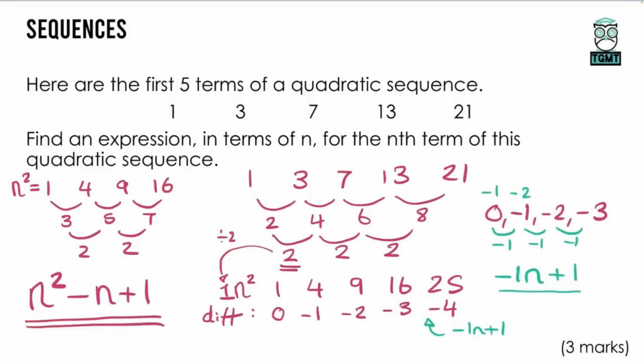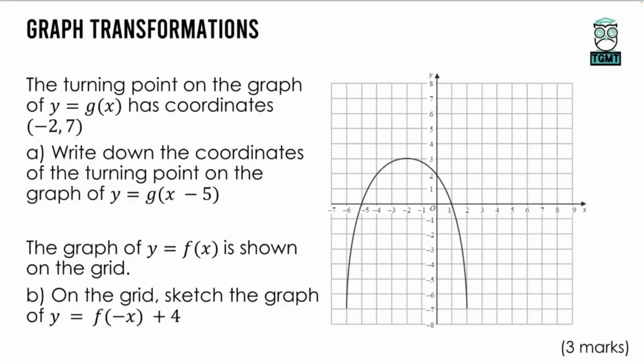Now our next question is looking at a graph transformation. So here it says the turning point on the graph of y equals g of x has coordinates negative 2, 7. Write down the coordinates of the turning point on the graph of y equals g of x minus 5. Now if there is something within the bracket, like a plus 5 or a minus 5, it affects the x coordinate. But when it's in the bracket, just like when we're solving quadratics, it does the opposite. So when you solve a quadratic and you flip the symbol, it's a similar sort of idea, in the sense that it does the opposite of what we expect.